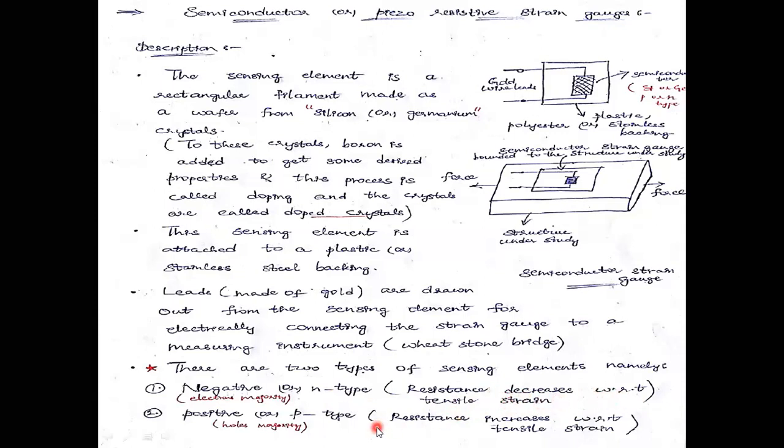Whereas in p type semiconductor material, the majority carriers are holes, and the flow of current is somewhat less, therefore the resistance increases with respect to this tensile strain.